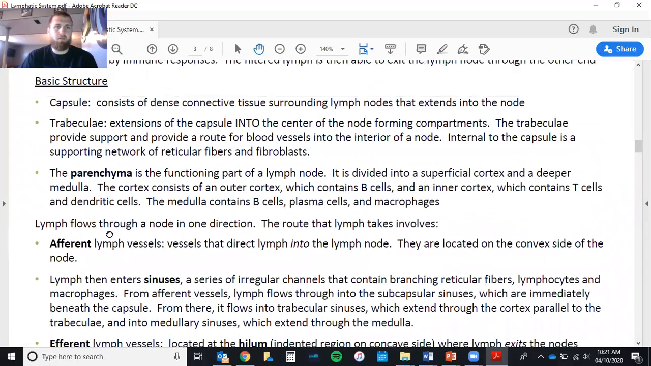So its structure affects its function, which is the case for many other and pretty much every other organ of the body. So let's talk about its structure and how it acts as a filter.